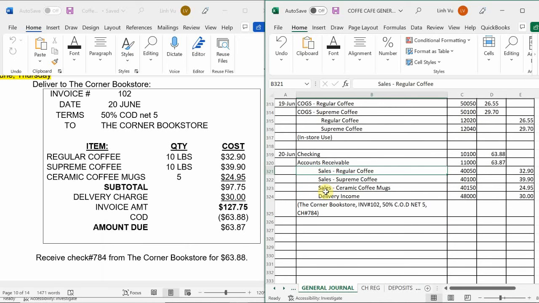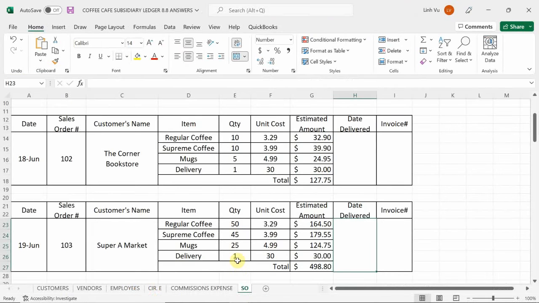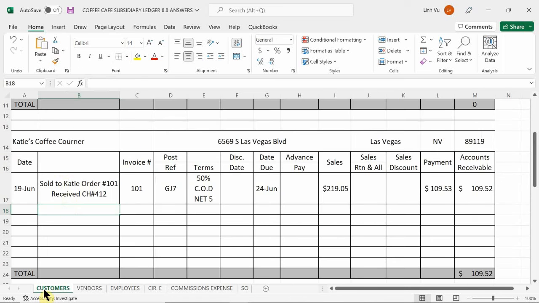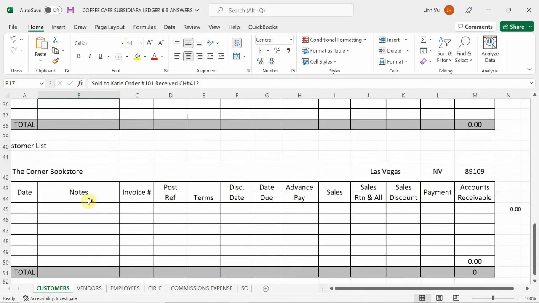So what do we do next? There's a lot of steps that we have to do. So what's first? We'll go to our vendors list. Not vendors list. Accounts receivable. And that would be our customer. The corner bookstore should be at the very bottom.